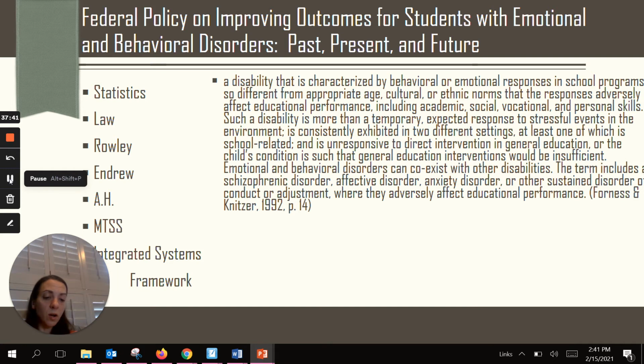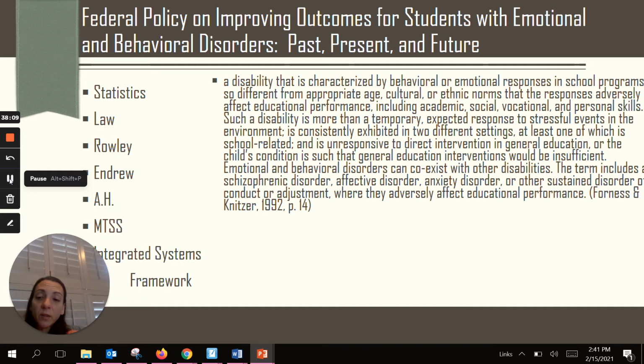Our next article, Federal Policy in Improving Outcomes for Students with Emotional Behavioral Disorders, Past, Present, and Future. So this article also gives us some stats. Students with emotional behavioral disorders perform 2 grade levels below peers in reading, math, and writing. They're more likely to be excluded. They're 2 times as likely as students with other disabilities to get suspended. There's a 54% graduation rate and a 35% dropout rate.